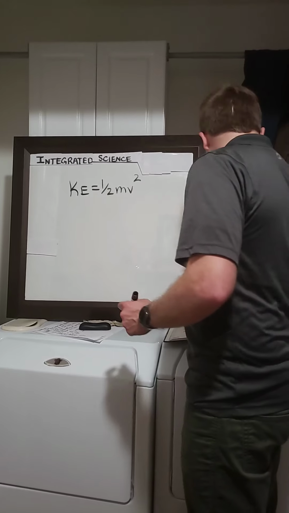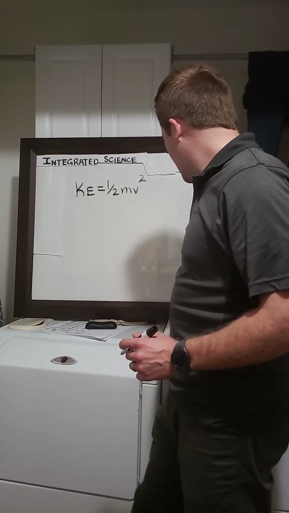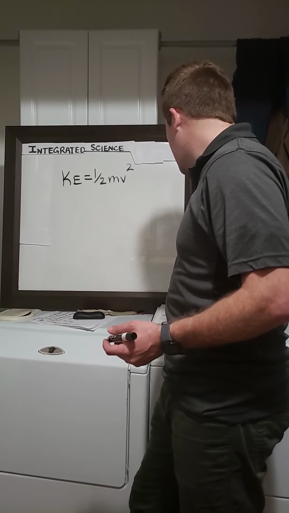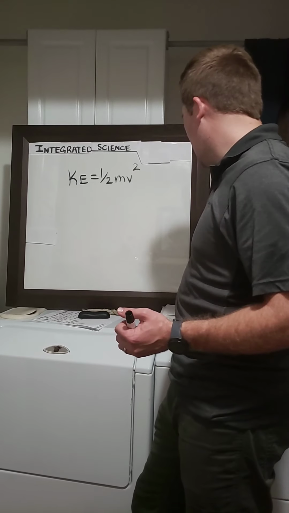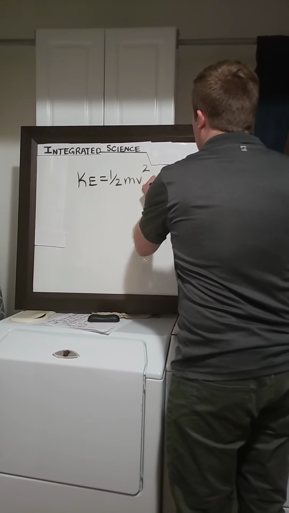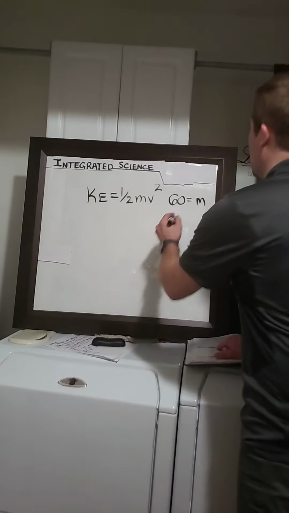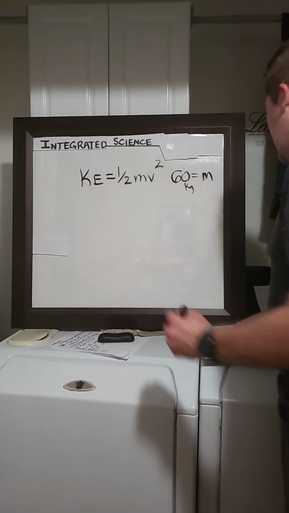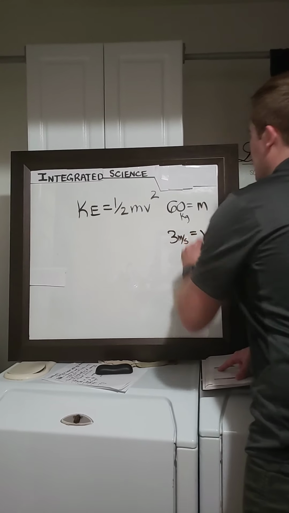So there is a problem in the textbook that I'd like to go over. Page 116, it says a jogger with a mass of 60 kilograms is moving forward at a speed of 3 meters per second. What is the jogger's kinetic energy from this forward motion? Alright, so this is what I'd do if I were you: I'd write out each variable that we're given. The mass is 60 kilograms, and moving forward at a speed of 3 meters per second, that's our velocity, right?